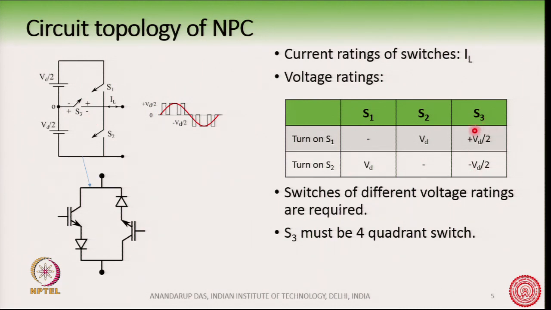So, this is what is shown here, that S3 needs to have plus Vd by 2 and minus Vd by 2 as the bidirectional voltage capability. So, this kind of a bidirectional voltage blocking capability is, for example, possible through this kind of a circuit here, where you see that you have a transistor and a diode in series, an IGBT and a diode in series like this.